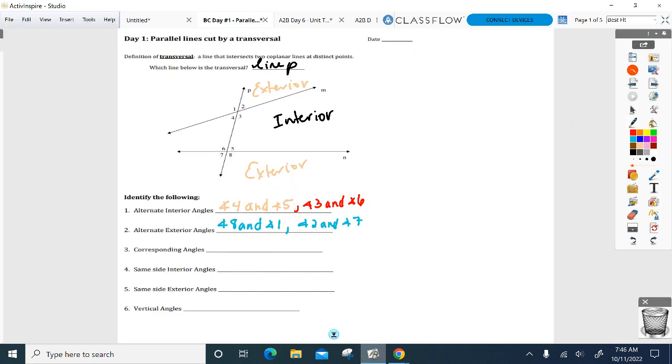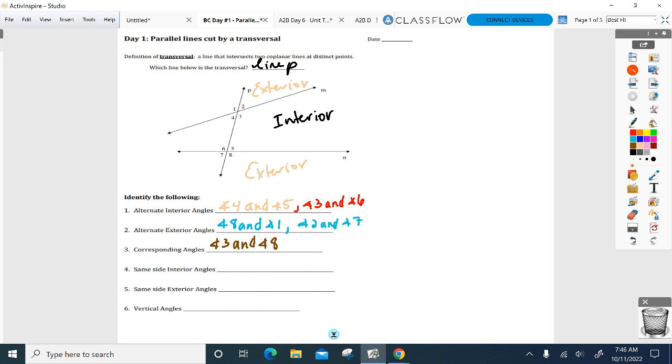3 and 5. Take this 4-pack, slide it down. 3 would match up with 8. All right, here you go. 3 and 8, everybody. I'm not going to put the rest of them, but what? 2 and 5, 1 and 6, 4 and 7. Corresponding. Those are corresponding angles. They correspond with each other.